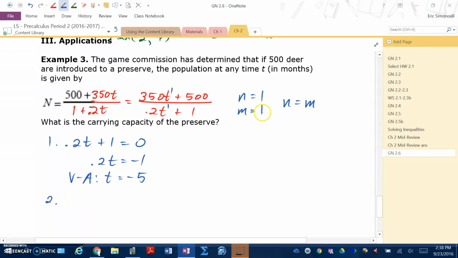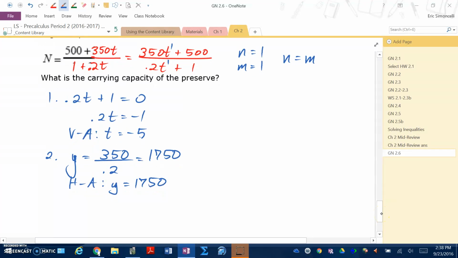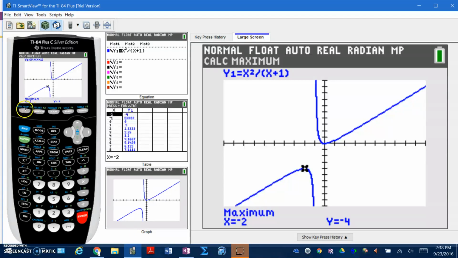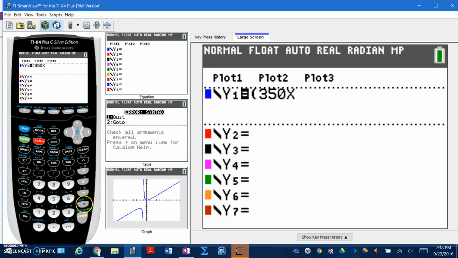When n is equal to m, we simply say that y, the horizontal asymptote, is equal to the numerator leading coefficient divided by the denominator leading coefficient. And in this instance, we get 1,750. So my horizontal asymptote is y equals 1,750. So what we'll do now is take a look at the graph of this. I'll do that on the graphing calculator, typing in the quantity 350x plus 500 over the quantity 0.2x plus 1.